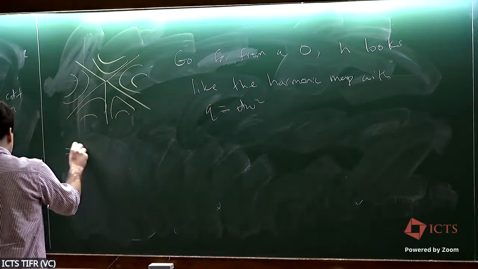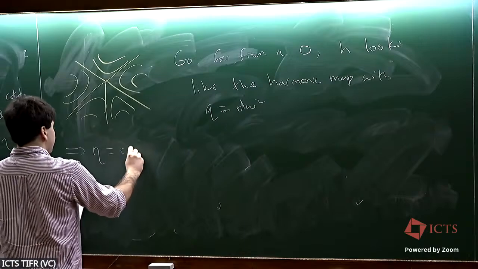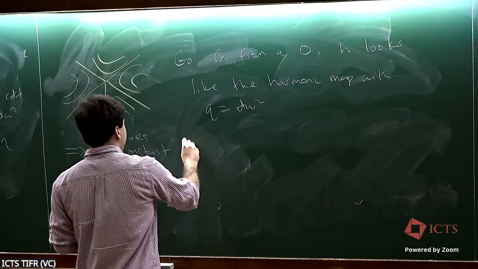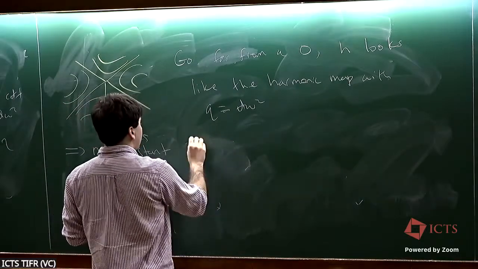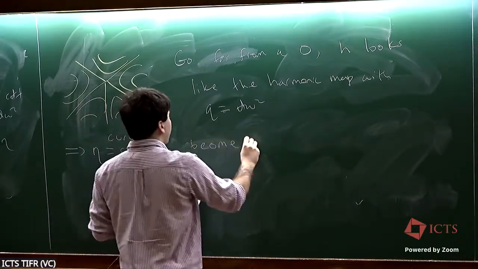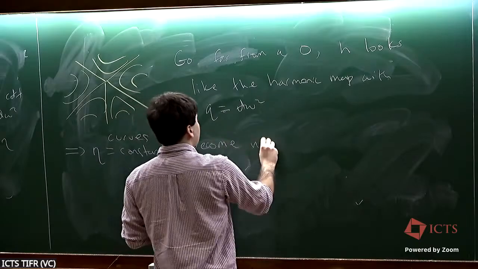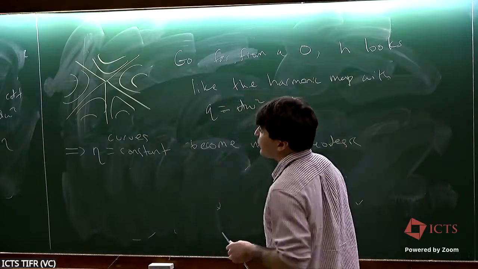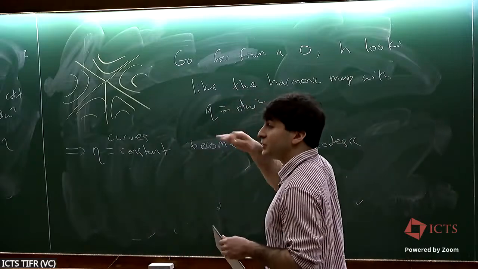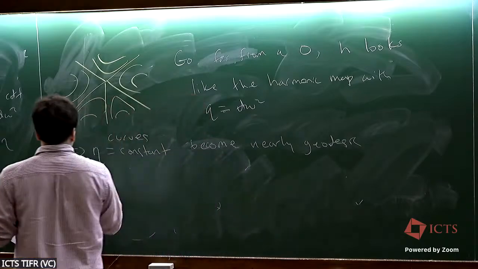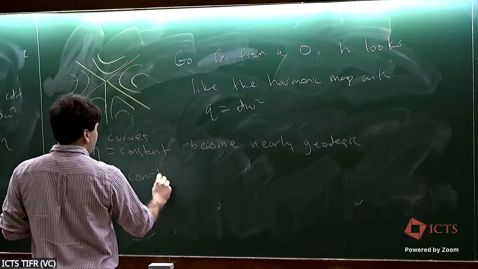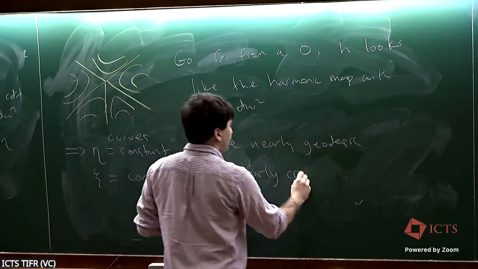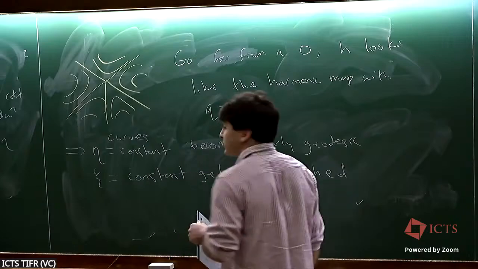And so this implies that the curves eta equals constant become, under the image of our map, nearly geodesic, since the map with dW squared takes these curves to a geodesic on the nose. And the vertical curves get nearly crushed because the dW squared map just takes those to a point.